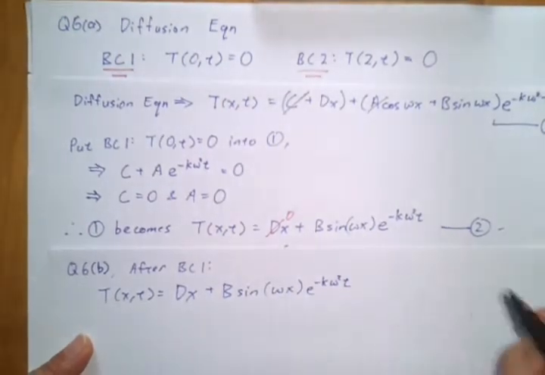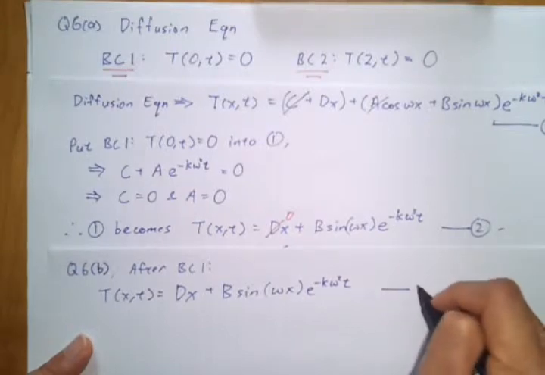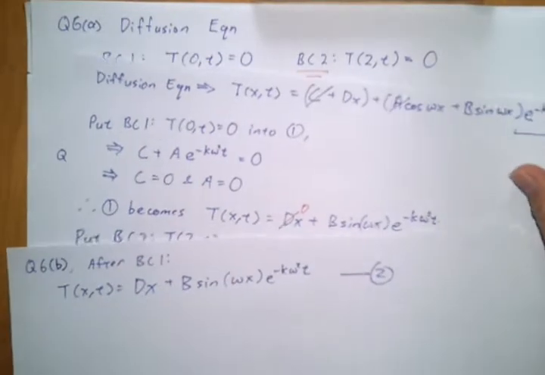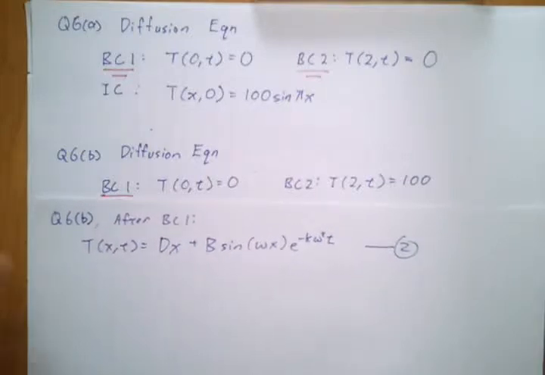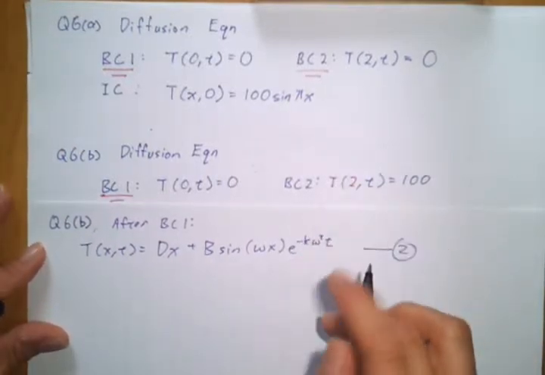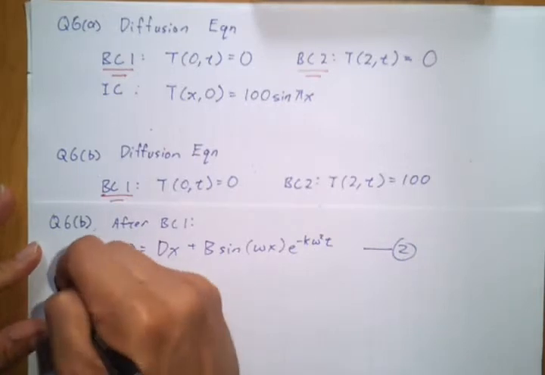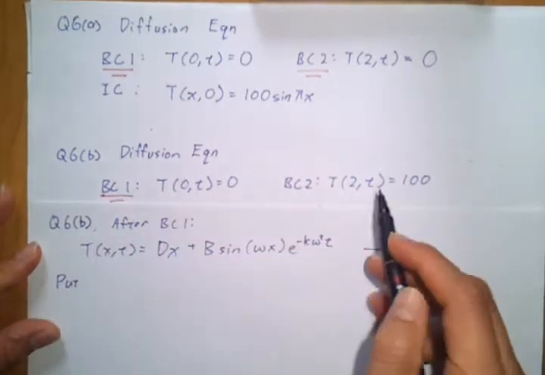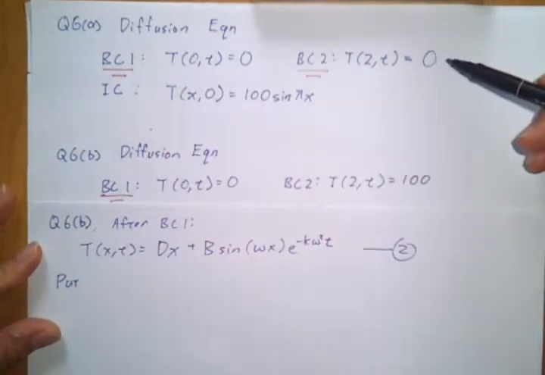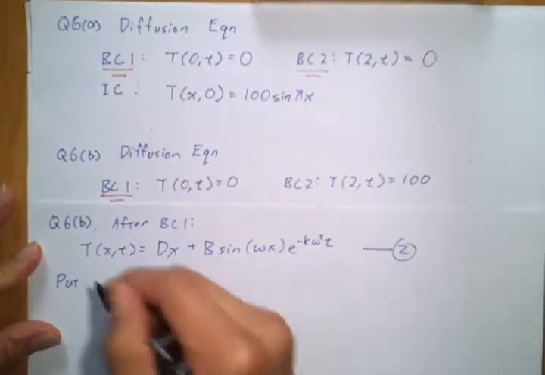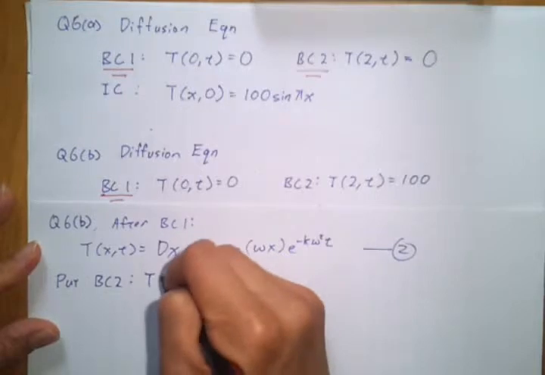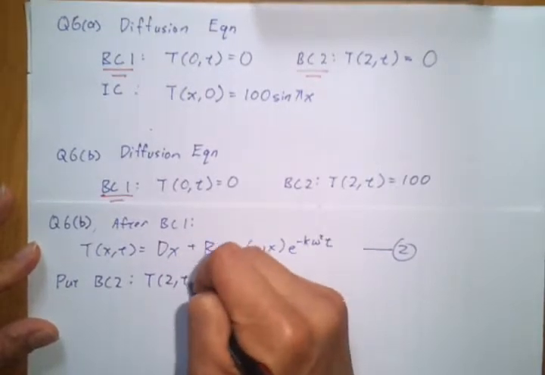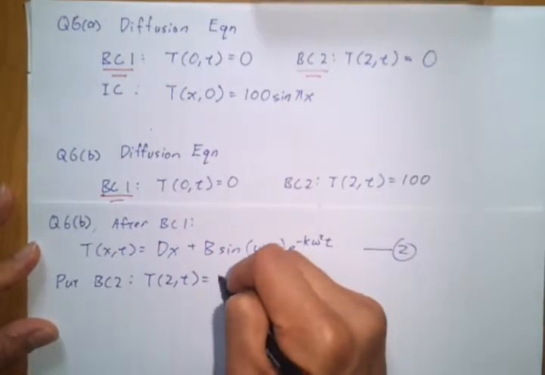Okay, so also let me call this 2, okay? Right. Okay, so now the next thing to do is I'm going to put in boundary condition 2. This condition is different from the second boundary condition of 6a. So I'm going to put in boundary condition 2, which tells me at x equals 2, big T is 100.